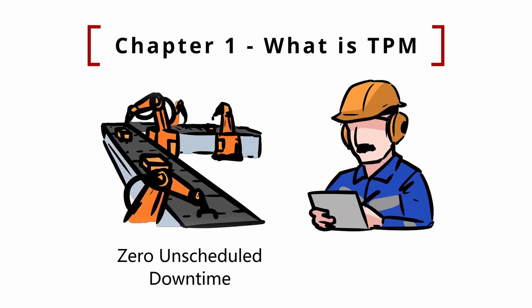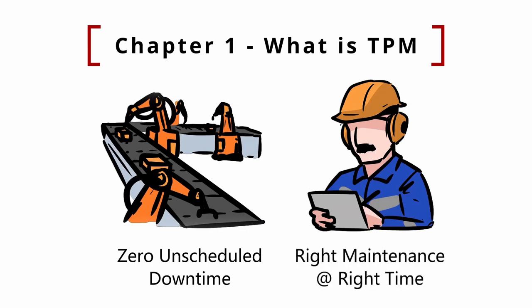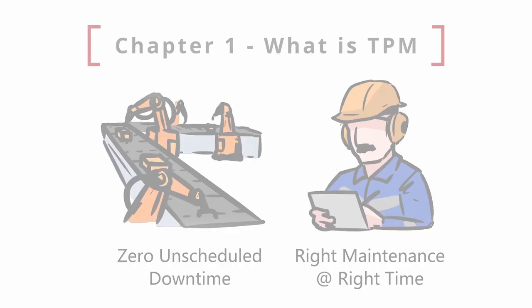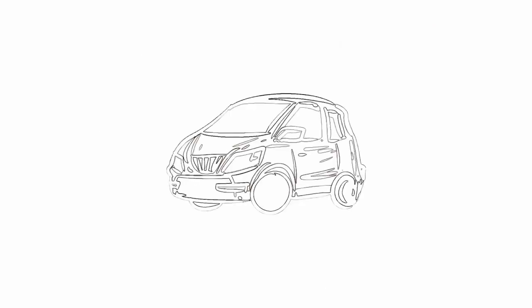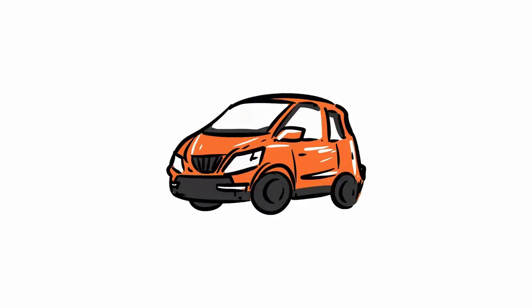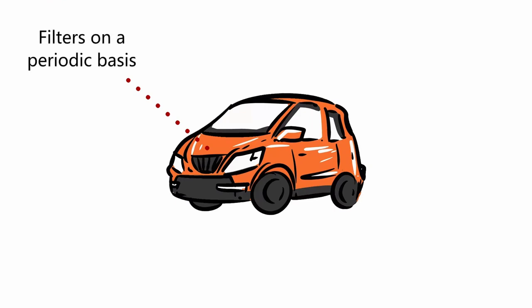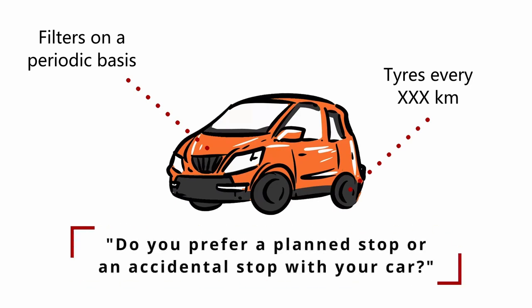In other words, the right maintenance must be done at the right time to ensure that the machinery is up and running when needed. To better understand what TPM is and why it is important, I want to give you the example of your car. Most likely, you do the oil and filter changes on your car on a periodic basis. Also, change your tires every 20,000 kilometers before they wear out and deflate during a trip. In other words, do you prefer a planned stop or an accidental stop with your car? Well, the same care you have for your car should be carried on your company's equipment.